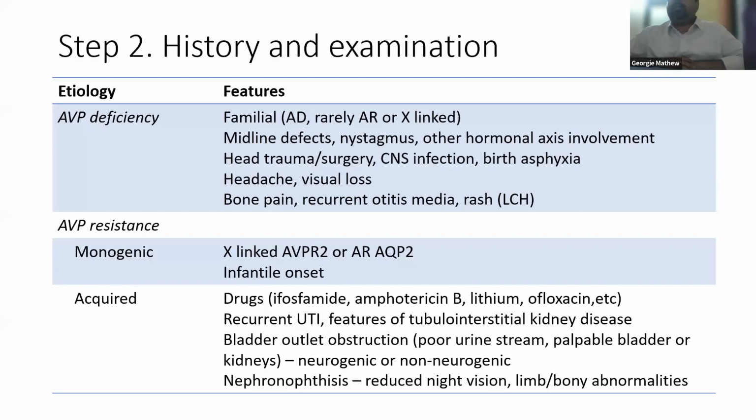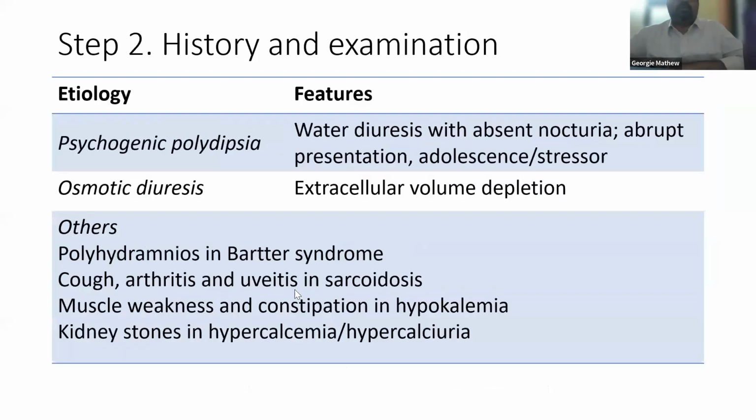Another important cause for polyuria is nephronophthisis, which is classically a tubulointerstitial kidney disease. Extrarenal manifestations which are important are reduced night vision, as in Senior-Loken syndrome. Limb or bony abnormalities are also present in NPHP. Now, psychogenic polydipsia usually presents with water diuresis without any features of nocturia. So that means they have adequate AVP.